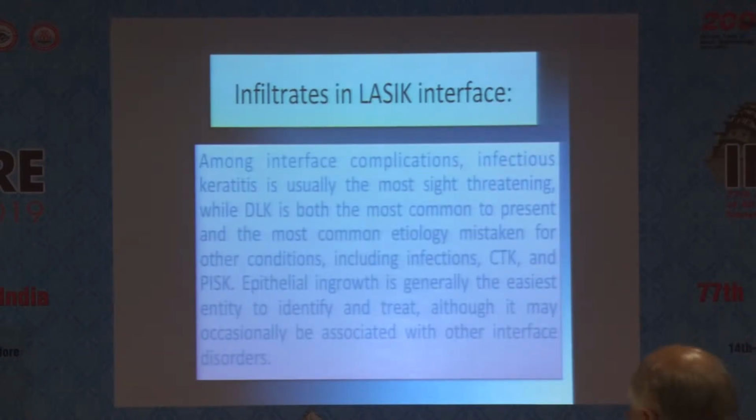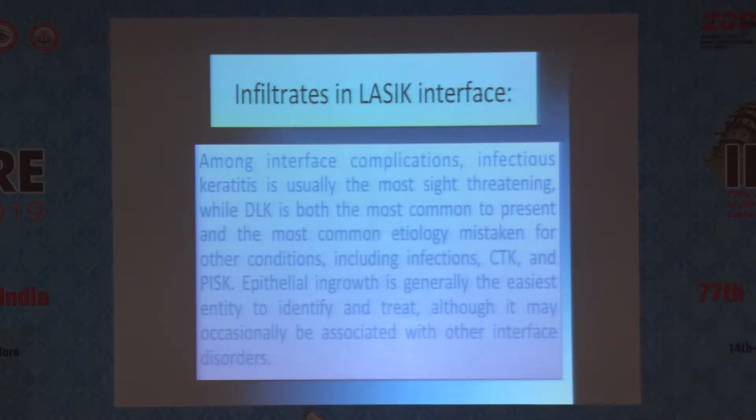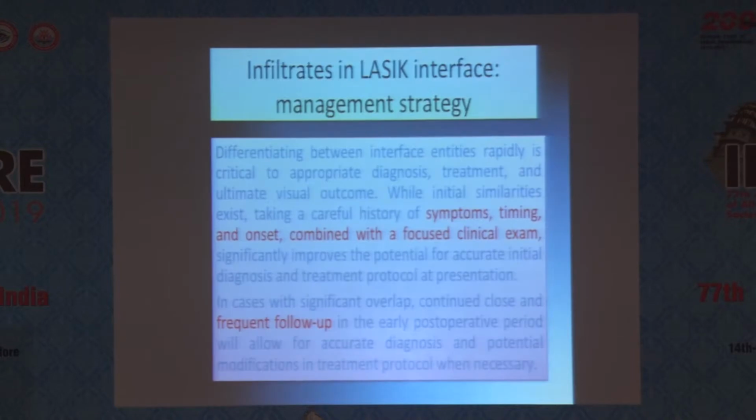Among the interface complications, infectious keratitis is usually most sight-threatening, while DLK is most common, and it can be confused with other conditions including infection, CTK and PISK. And epithelial ingrowth is generally easiest to identify and treat, although it may occasionally be associated with other disorders. Differentiating between interface entities rapidly is critical to appropriate diagnosis, treatment and management.